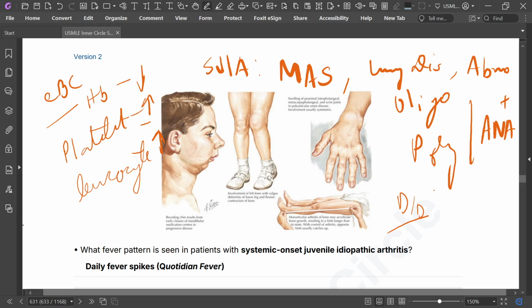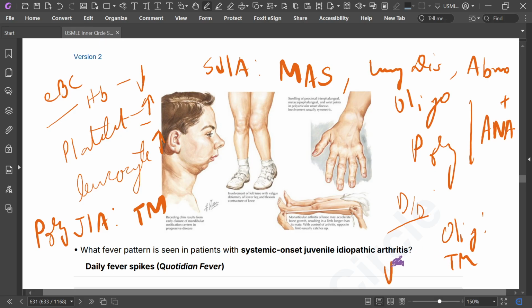For polyarticular JIA, there may be TM, temporomandibular joint arthritis, and there may be uveitis. And in oligoarticular JIA, there is TM, temporomandibular joint arthritis, and uveitis. Uveitis is a must-know complication that happens in JIA.